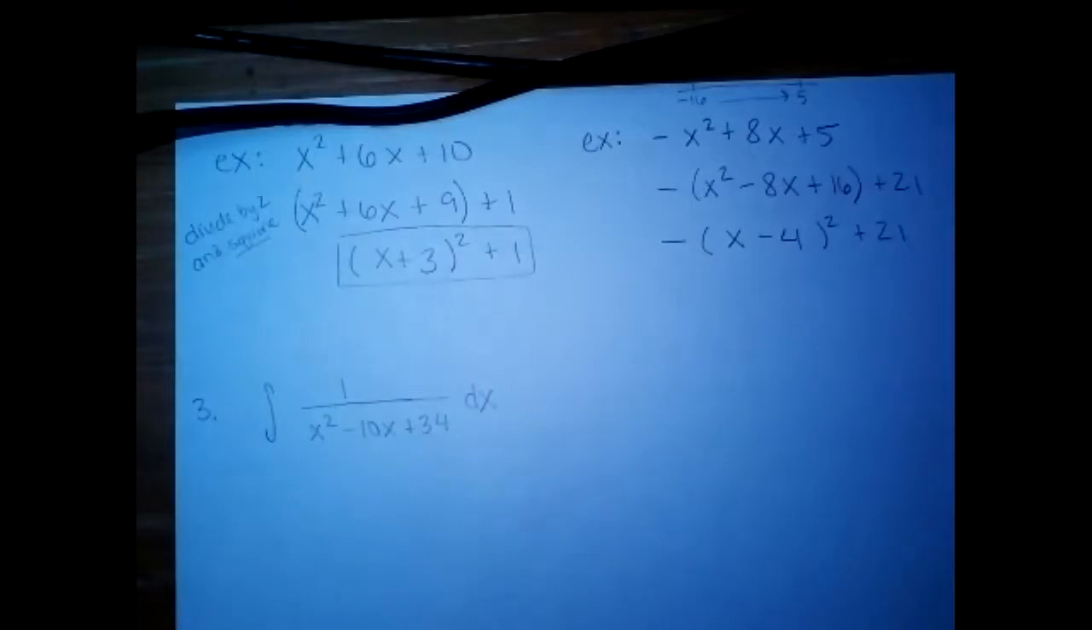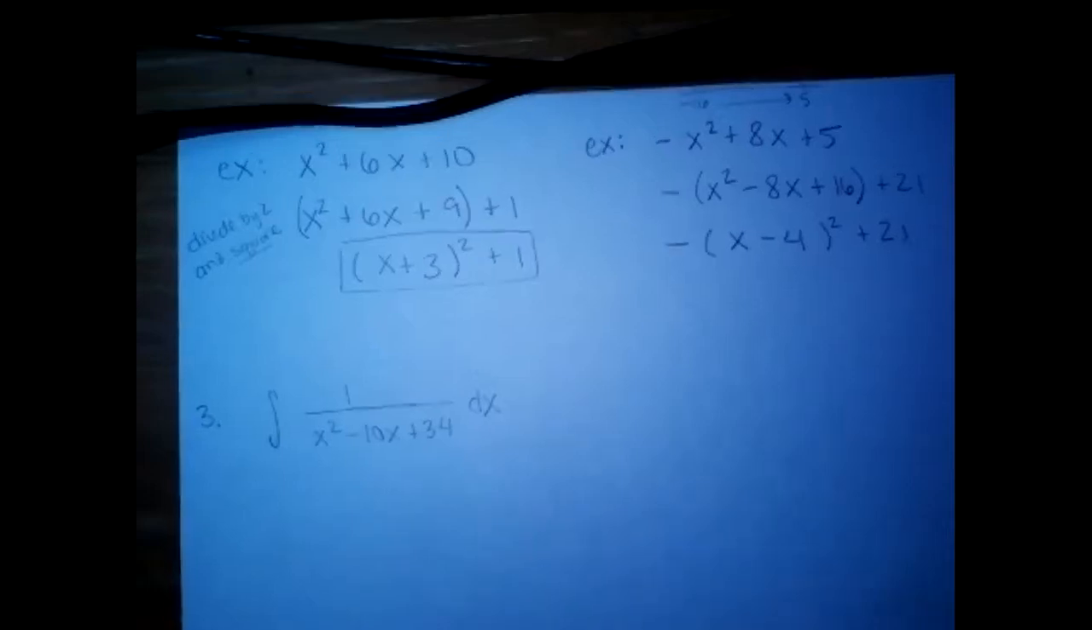And just as a heads up, these complete the square ones do turn out to be arc something. It's going to be arc sine, arc tangent, or arc secant. That's how these ones turn out when you complete the square. So just be anticipating that. That's how they go.